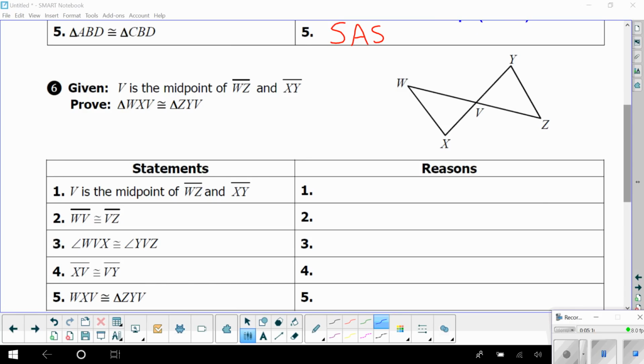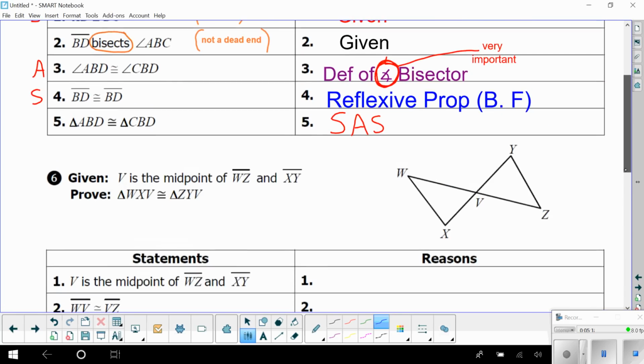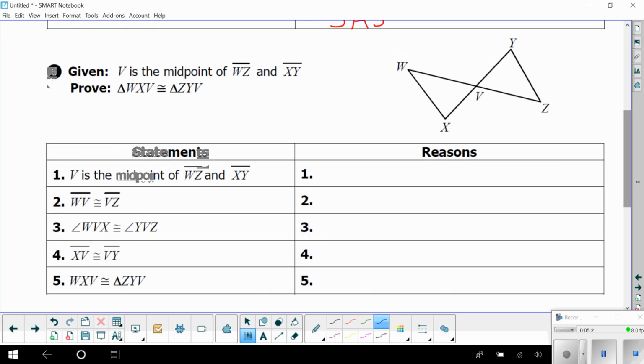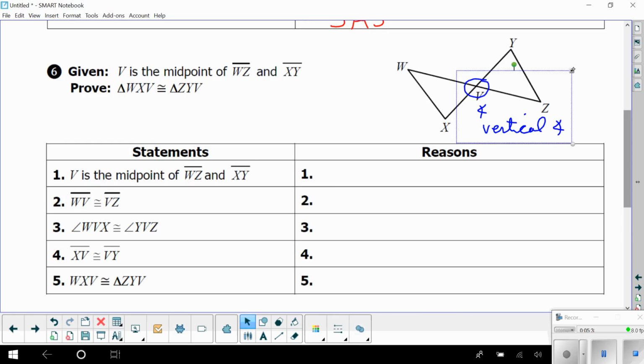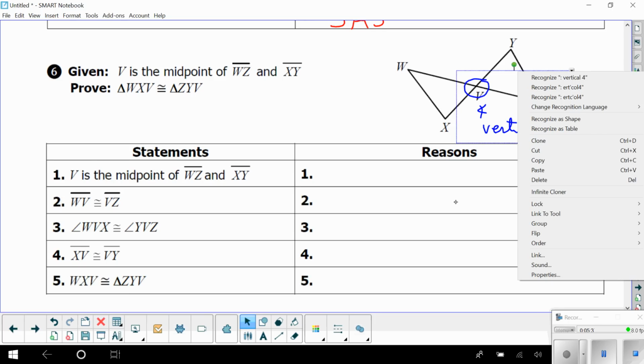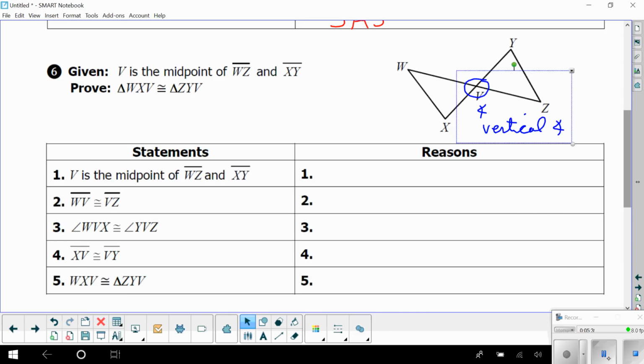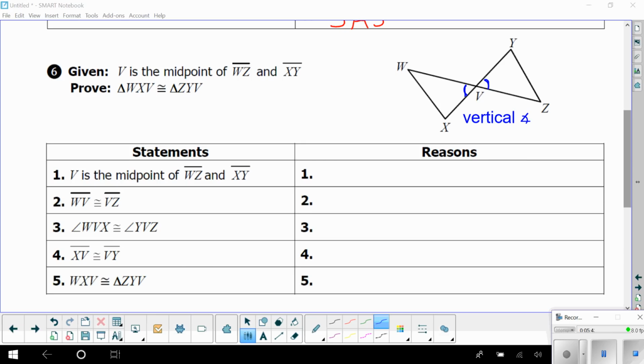With number 6, did I put it up there? Oh, yes, I did. For number 6, right here, this angle is going to be your vertical angle. That's going to be your best friend. Don't forget that. All right, so vertical angles, don't forget that. Please try number 6, and then I will let you know what your homework will be for the side angle side.